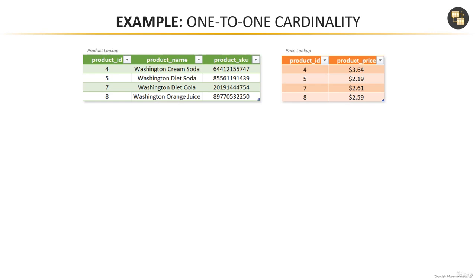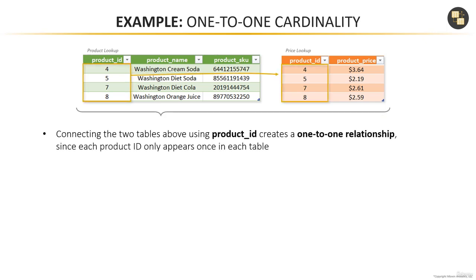First example here, one-to-one cardinality. Imagine you have two tables like this. You've got a product lookup table in green, and then a smaller price lookup table in orange. But both of these tables have a unique product ID column. If we were to connect the two tables using that product ID field, we would essentially be creating a one-to-one relationship, since each product ID only appears once in each table.